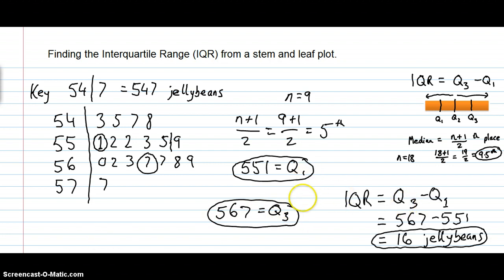When we enter those values for Q3 and Q1 into the equation for the interquartile range, we come up with 16 jelly beans as the interquartile range. So that tells us that the middle half of the data from Q3 to Q1, that's 16 jelly beans from that point to that point. Tells us a little bit about how the data is spread out.